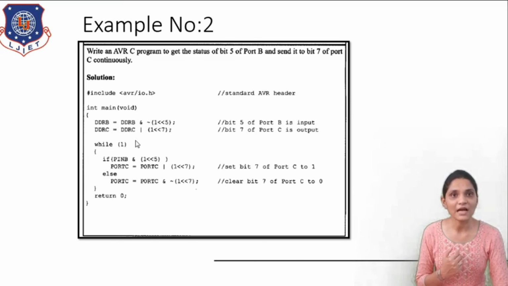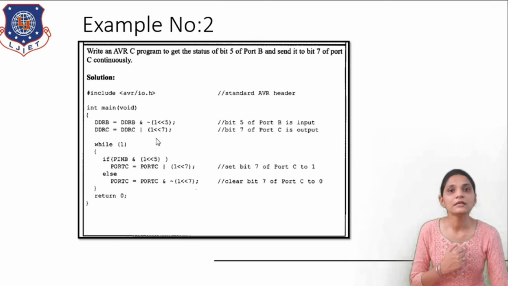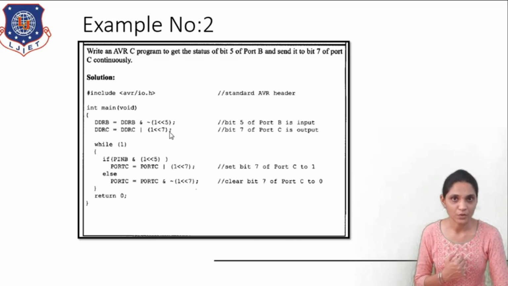And for making the output, we have to make the 7th bit of port C an output. So we will use DDRC equals DDRC ORing operation and 1 shift left by the particular bit where you want to shift. So this will set the input and output. After this, we have to check the condition of the 5th bit, so we will use the condition if PINB and 1 shift left 5.